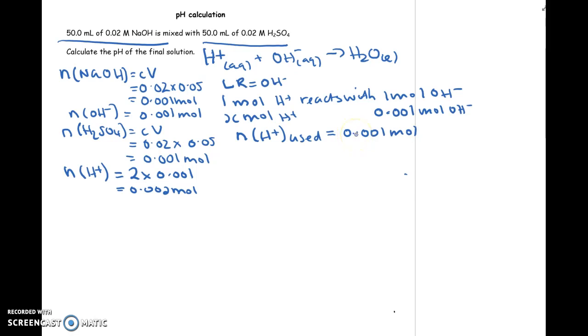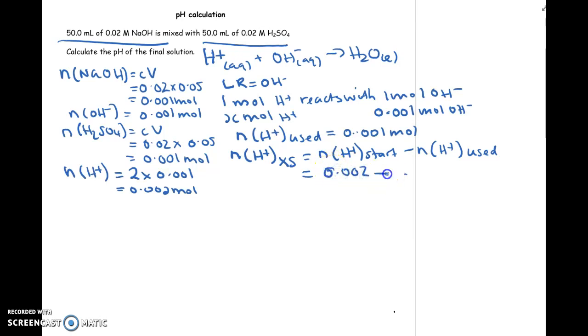Now, even though it was really straightforward, I still make that statement. We want our marker to be our friend, so we want everything to be clearly set out so the marker can instantly follow what you are doing. So, we found the number of moles of hydrogen ions used. Our next task is to find the number of moles of hydrogen ions left over, which are the excess ones. So that is equal to the number of moles of hydrogen ions from the start minus the number of moles of hydrogen ions used. So the number of moles at the start was 0.002 minus 0.001. So we've got 0.001 moles in excess.